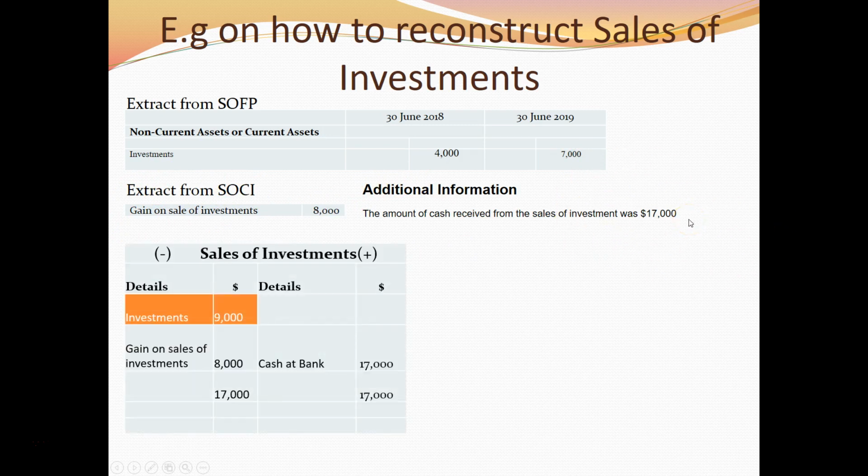Let's say we open our account. Okay, sales of investment. First thing first, we do not know how much the cost is, so we leave it blank, write investment, leave it blank. Okay, so this gain will be over here, write it underneath, and then the bank amount. So the bank amount is 17,000. Alright, so we write cash at bank 17,000, then we realize that the balancing figure would be 17,000 minus 8,000, which is 9,000. So it means the cost of the investment is 9,000.